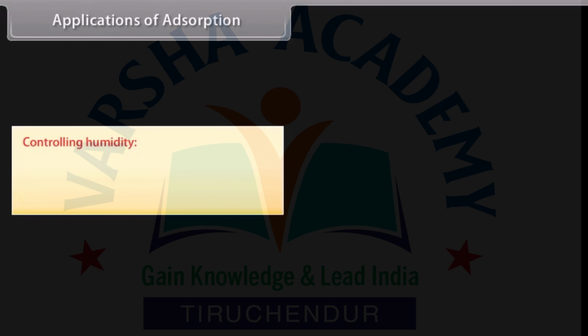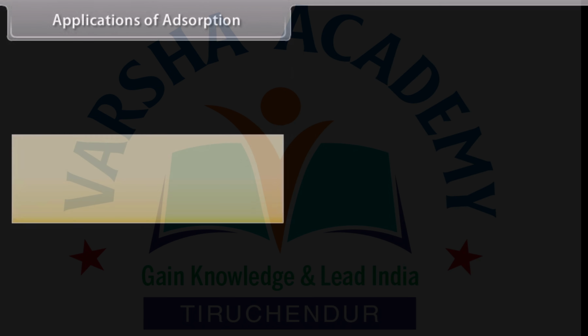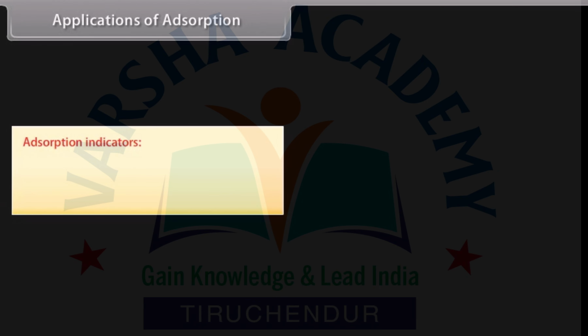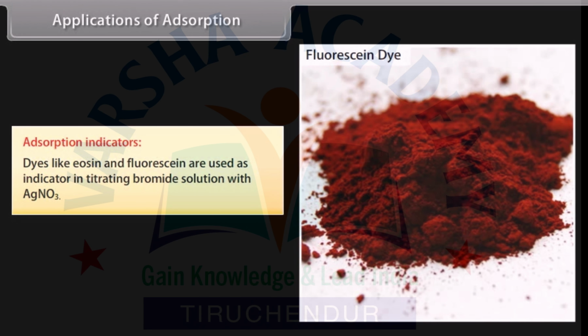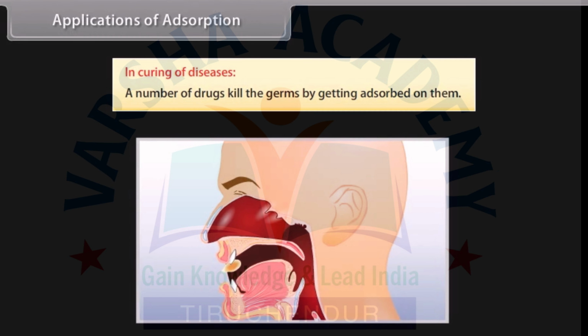Controlling humidity: silica and alumina gels are used as adsorbents for removing moisture and controlling humidity. Adsorption indicators: dyes like eosin and fluorescein are used as indicators in titrating bromide solution with AgNO3; the precipitate of silver halide has the property of adsorbing these dyes, thereby producing characteristic deep colors at the end point in the titration. In curing of diseases, a number of drugs kill the germs by getting adsorbed on them.